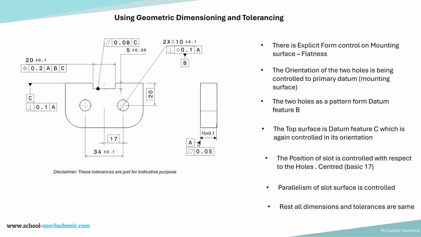The mounting surface is given as primary datum feature A, and that primary datum feature surface is being controlled in flatness within a tolerance zone of 0.05. The width is intact, but this width does not control the form. So this flatness control basically overrides rule number 1, that is Taylor's principle. So that is the first point. Then we are controlling the flatness, the shape or form of the mounting surface. So that is one benefit of GD&T first.